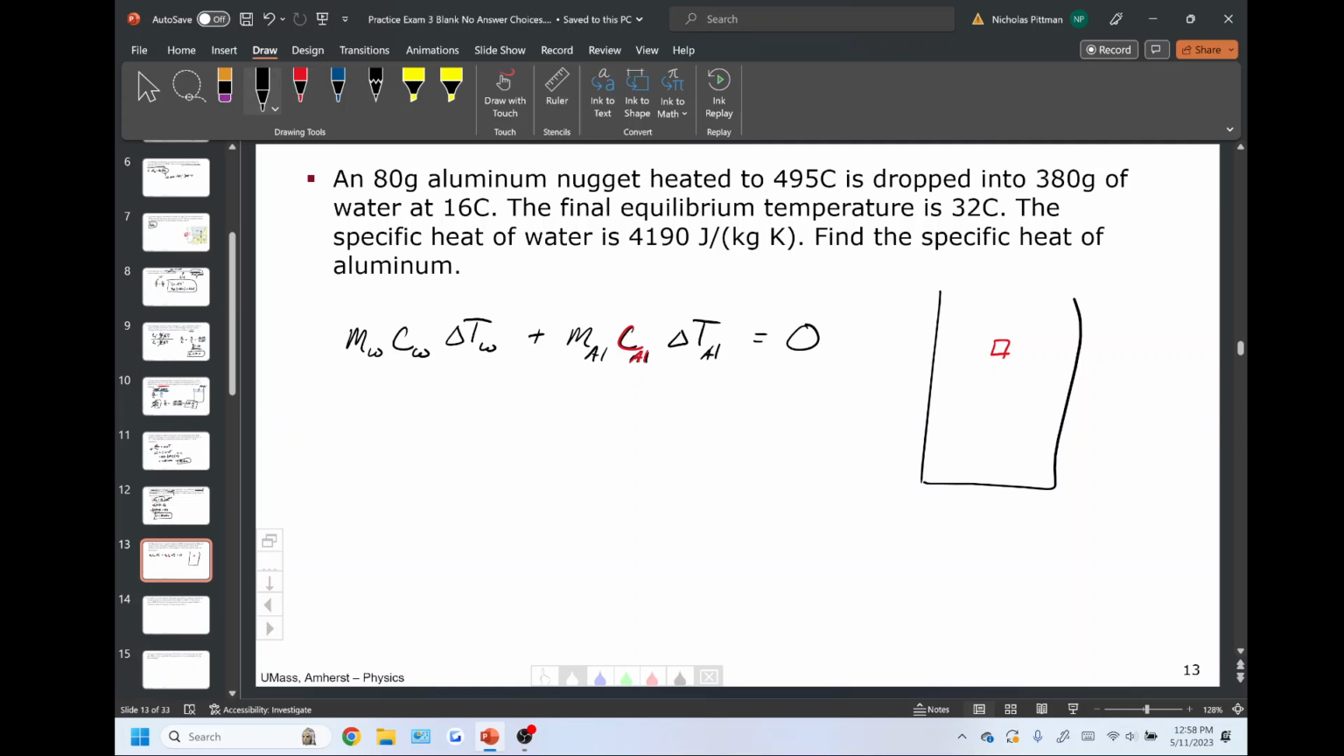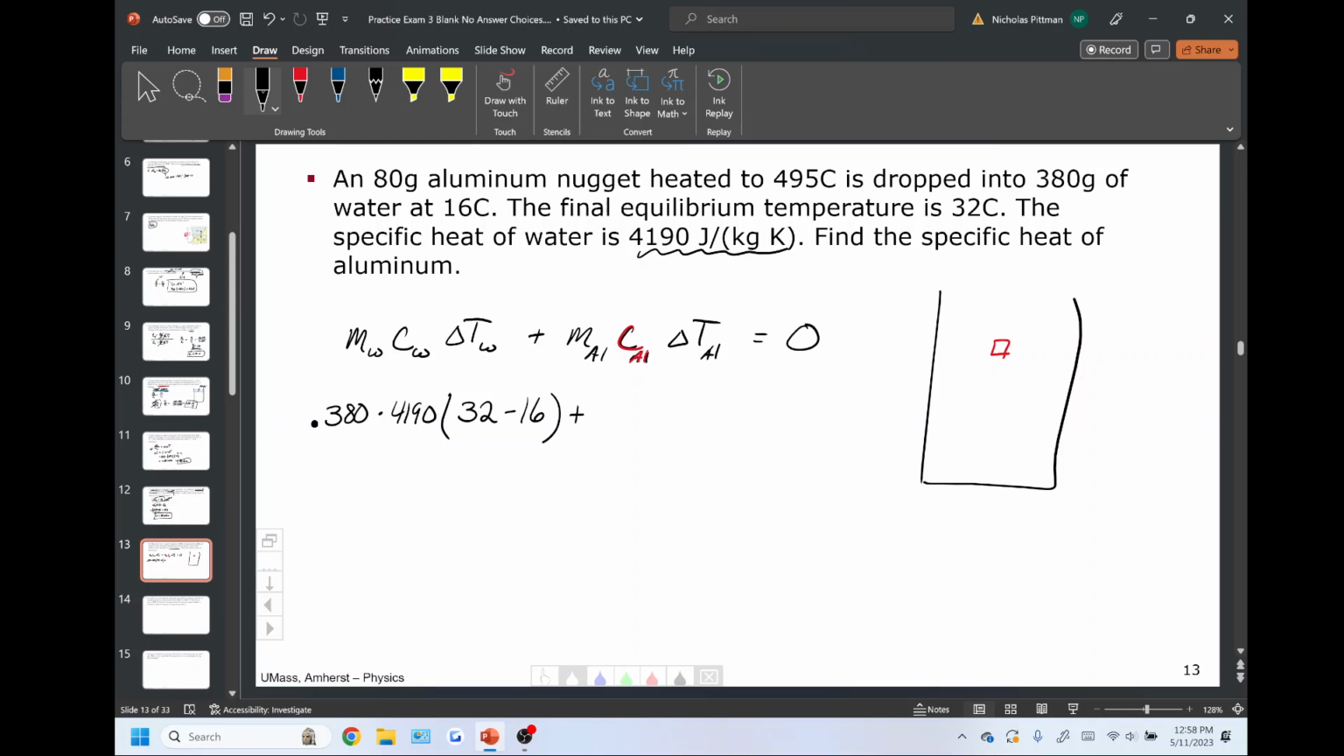So let's see. Mass of water is 380 grams. C of water is told to us in joules per kilogram Kelvin, so I'm actually going to make this into kilograms. Okay, delta T water. T final of the water is 32. T initial of the water was 16.